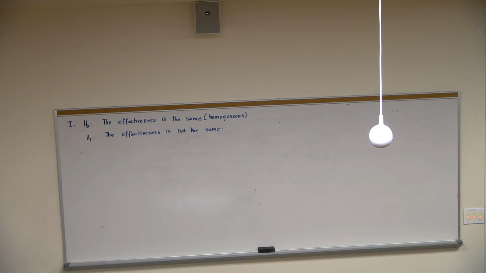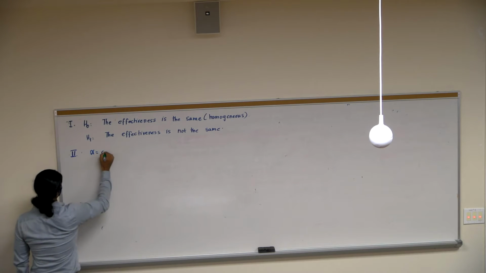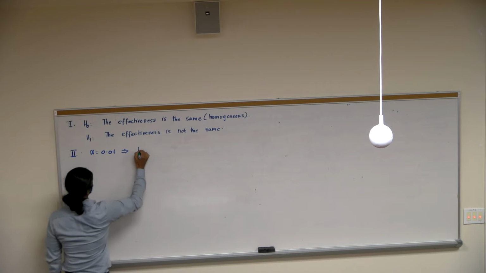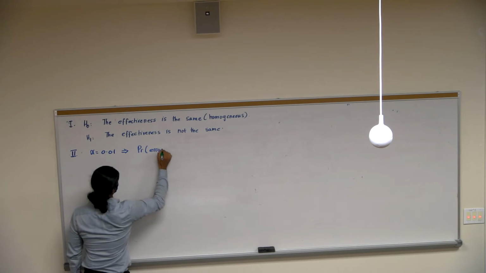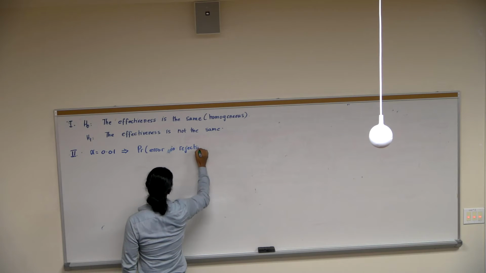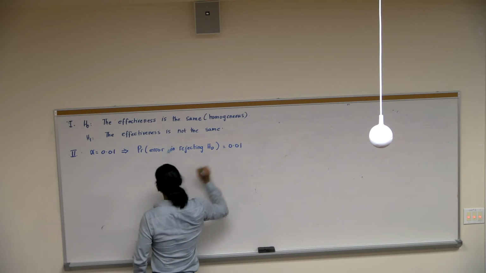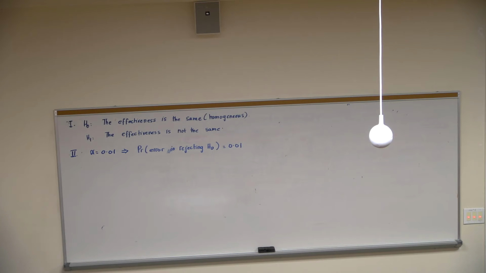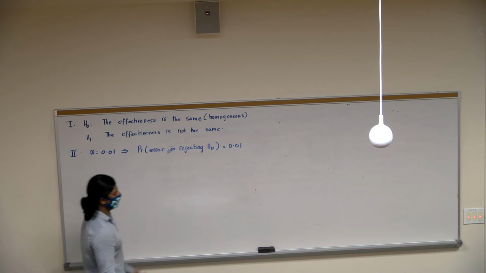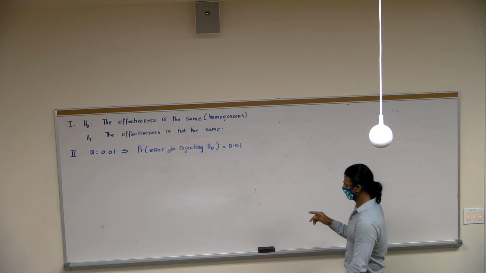We use an alpha of 0.01, which simply means that the probability of an error in rejecting the null, under the given null that we've defined, should be 0.01 or less. In other words, the error has to be 1% or less.